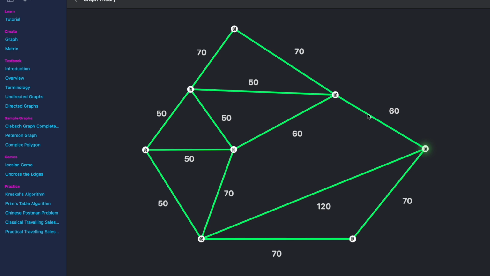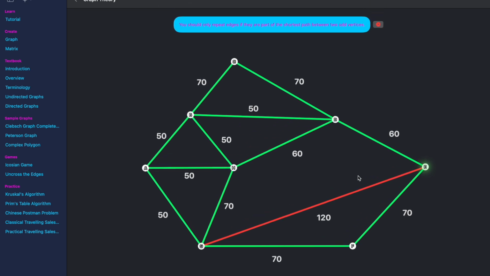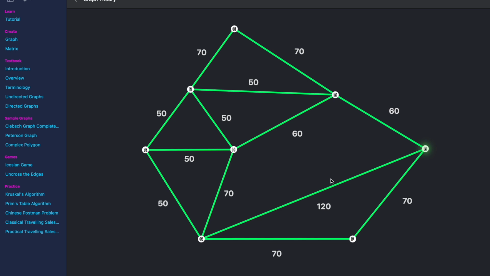Okay, now I have successfully traversed every edge of the graph. It's time to get back to vertex A. So following the shortest route, it looks like we have an error. Perhaps there is a faster way to get between A and E. Maybe I made a mistake. So let's take a look.